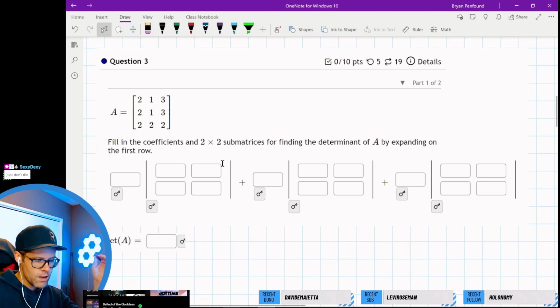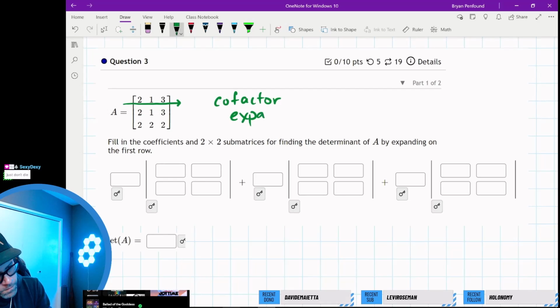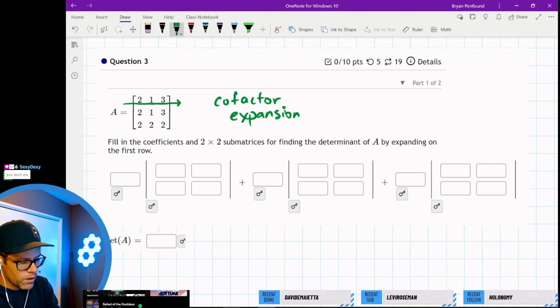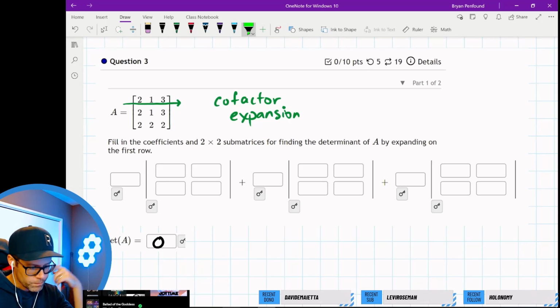So, question 3. Find the coefficients and 2x2 submatrices for finding the determinant of A by expanding along the first row. So we call this a cofactor expansion. And if we go along the first row, I do actually expect this determinant to be 0. I can kind of see right off the bat that row 1 and row 2 are equal to each other, so this determinant should be 0. This matrix will not have an inverse. But let's go ahead and write out our cofactor expansion anyway.